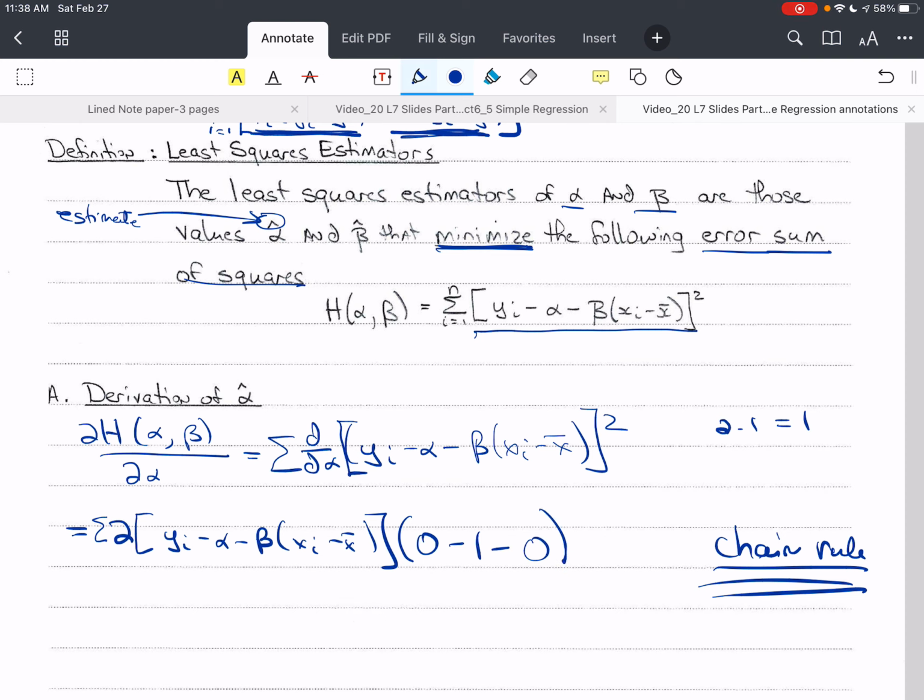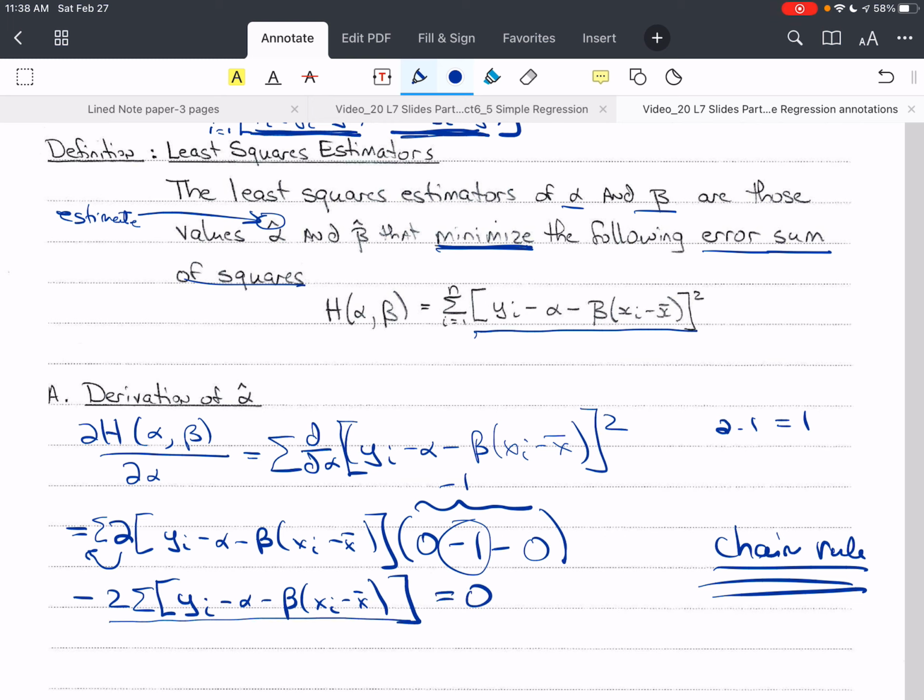And this gives me, I can pull the 2 out. I can pull this negative, this is negative 1. I can pull that out, so I end up with negative 2 sum of, and I'll use the square bracket because I have another parenthesis, yi minus alpha minus beta xi minus x bar. And I set that equal to 0. Now this is my first derivative here, okay?